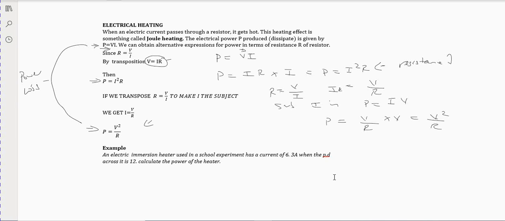So if we look at this question, it says an electric immersion heater used in an experiment has a current value of this, and when the potential difference across it is that, calculate the power. This is a very straightforward one. We'll just go ahead and use P is equal to V times I. We know V is 12. There should be a volt right here, by the way. So 12 volts times the current.